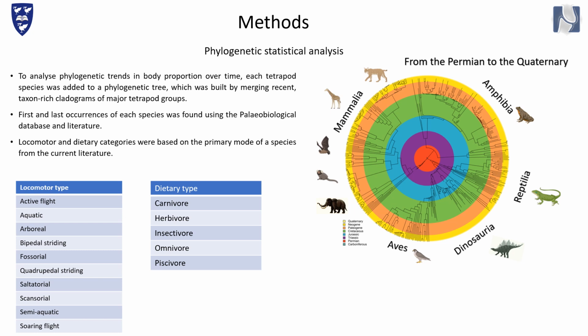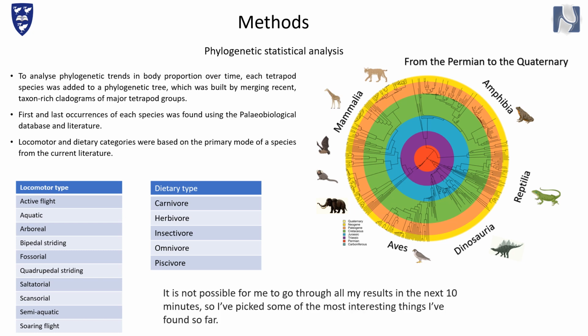Locomotor and dietary categories were based on the primary mode of a species from the current literature, and Pagel's lambda was used to estimate the strength of the phylogenetic signal in the analysis. Now, it's not possible for me to go through all my results in the next 10 minutes, so I've picked some of the most interesting things that I found so far.